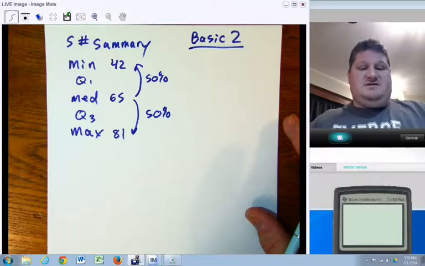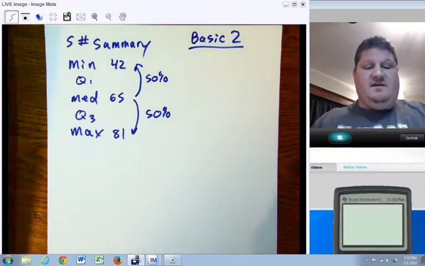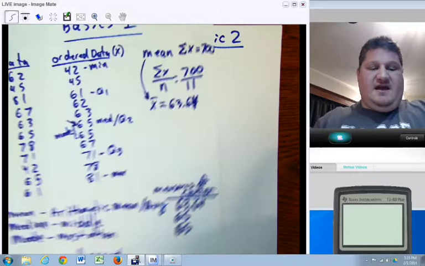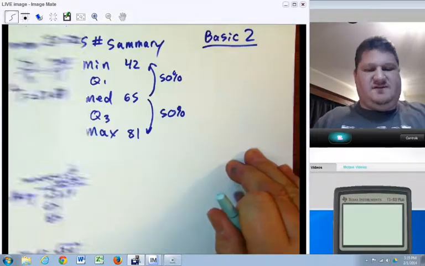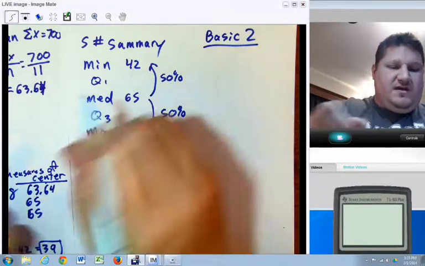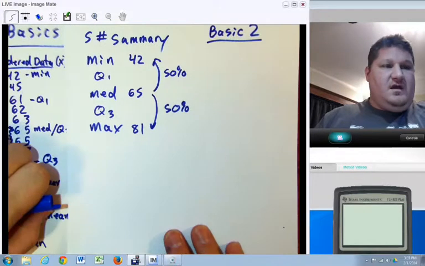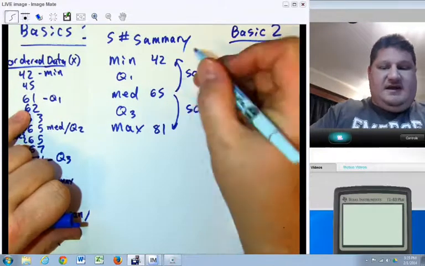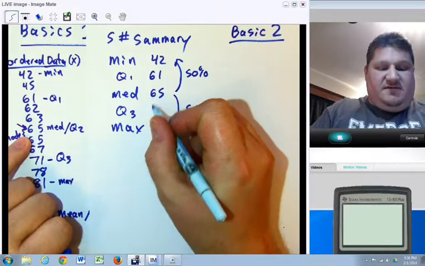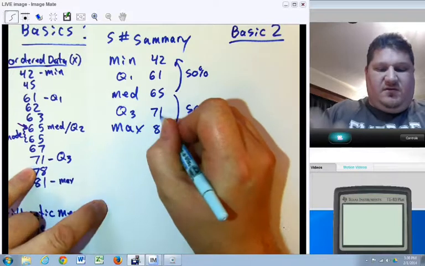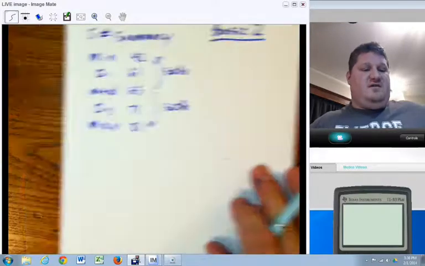Okay, to keep moving with our basic descriptive statistics, we have our data. We found all 5 of our numbers that separate the data into quarters. So let's finish filling in our 5-number summary. Minimum was easily 42. Q1 happened to be 61. Q2, or the median, was 65. Q3 was 71 with a max of 81. So now we have our 5-number summary.